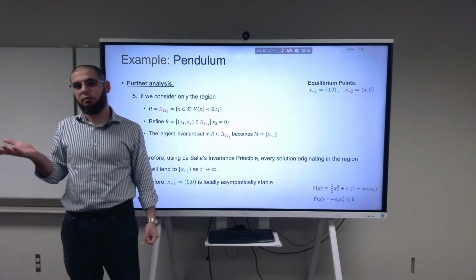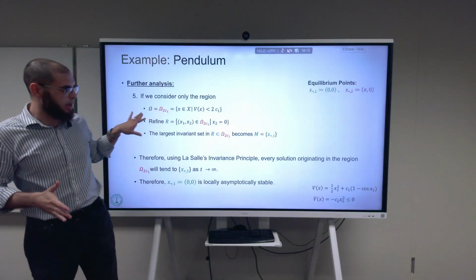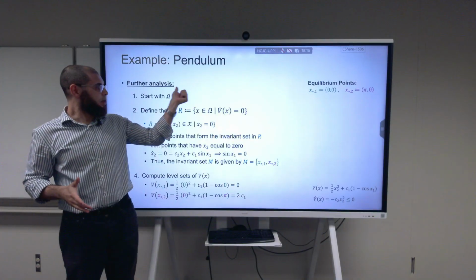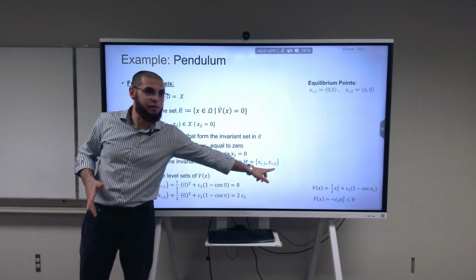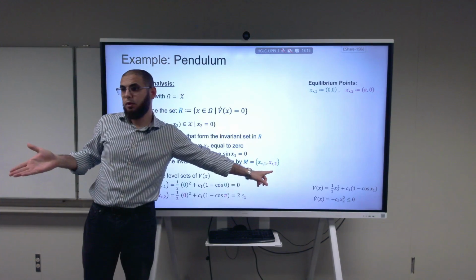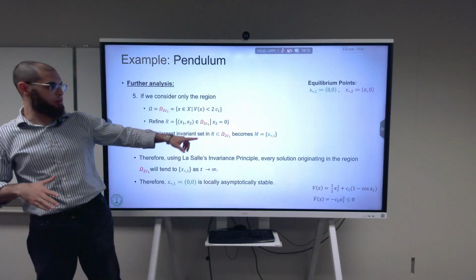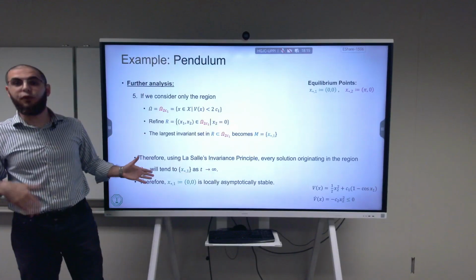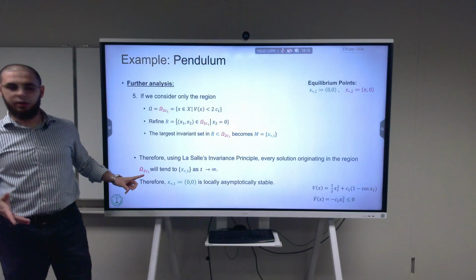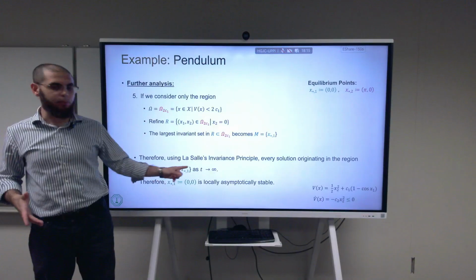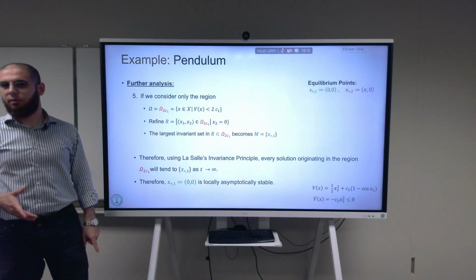How do we know that? We're continuing the analysis, and we're not starting from scratch at this point. We're already from the previous slide. We already checked that if I have all of the state space as the omega, I get the two equilibrium points. I know that the equilibrium point V at this one is equal to 2. So when I exclude V equal to 2, then I exclude it from this analysis. But then we're left with this one. Okay? And therefore, using LaSalle's invariance principle, every solution originating in this omega region will tend to the equilibrium point as t tends to infinity. And therefore, you can conclude that this is locally asymptotically stable.